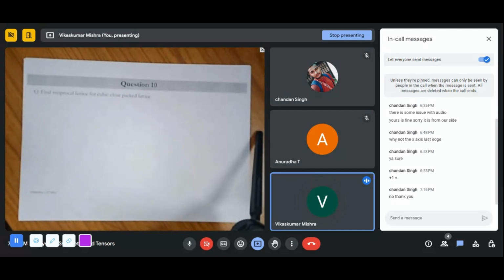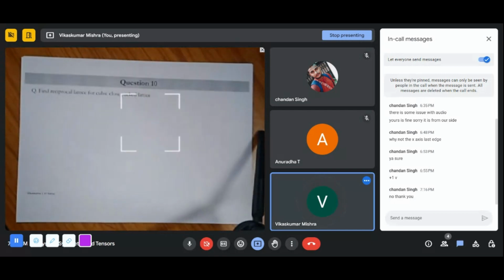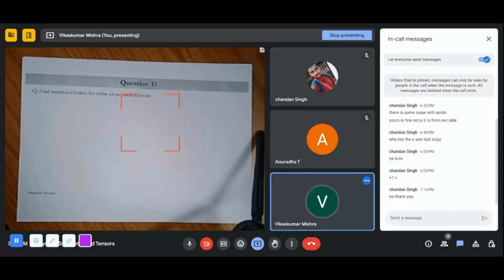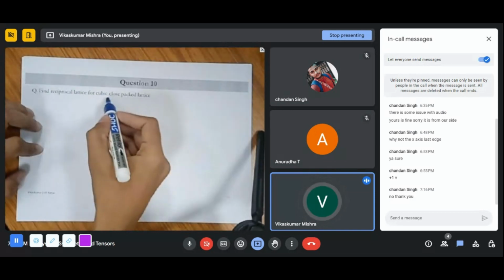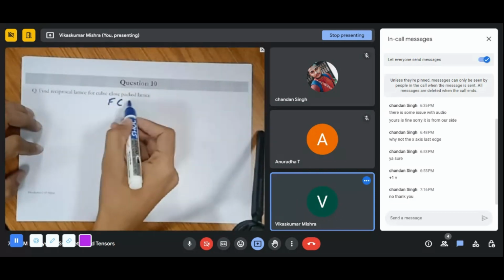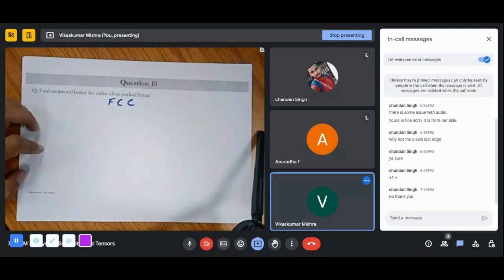I hope it's visible. Let me focus it properly. Yeah. So question number 10 is telling us that we need to find the reciprocal lattice for the cubic closed pack, that is FCC. Okay, this is what we need to do. How can we do that? We need to find the reciprocal lattice of FCC.